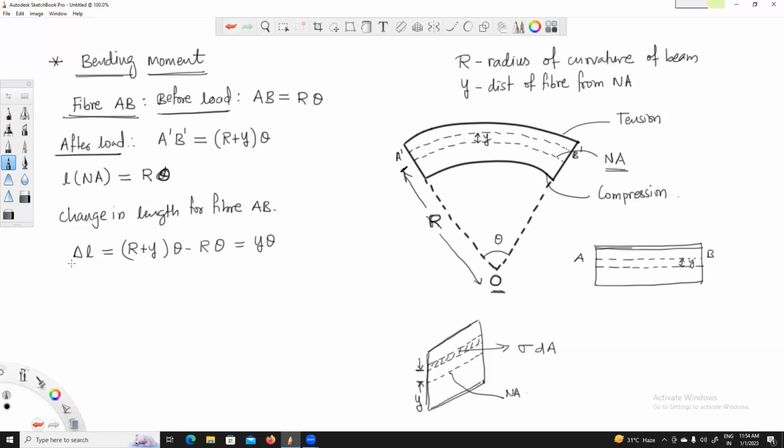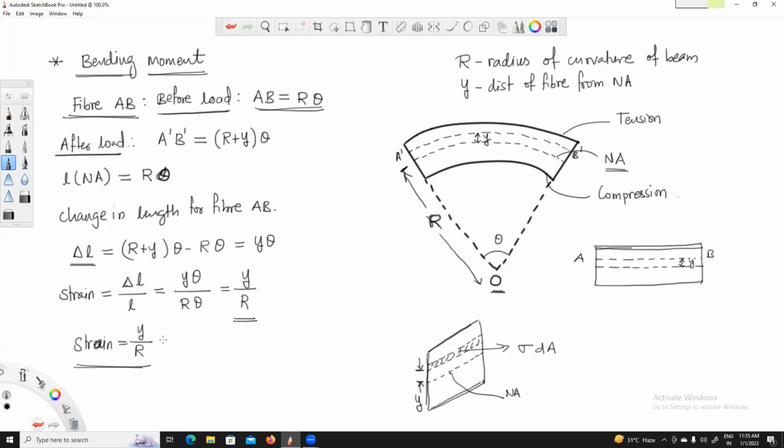And as it has changed its length now, let us find the strain in this particular fiber. Strain is defined as delta L, change in length, over original length. The change in length we have obtained as y times theta, and its original length, before load is applied, is r times theta. So this would be y times r. So we have obtained that the strain is equal to y divided by r.